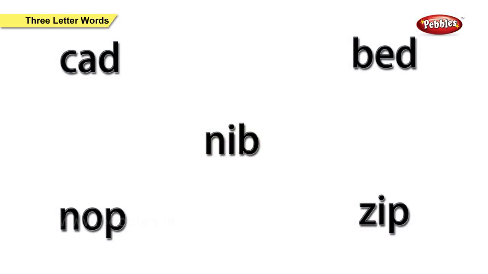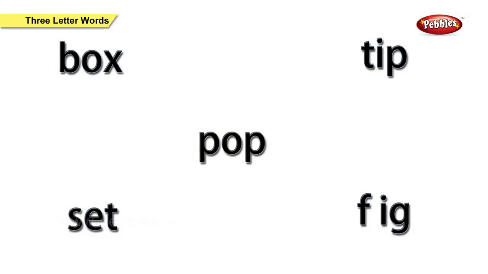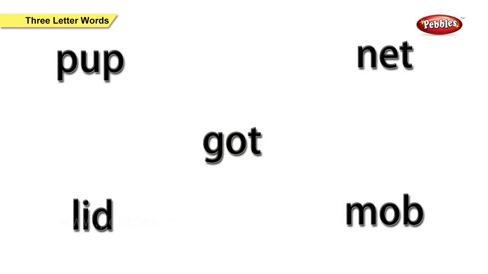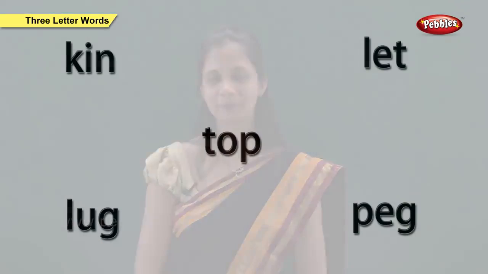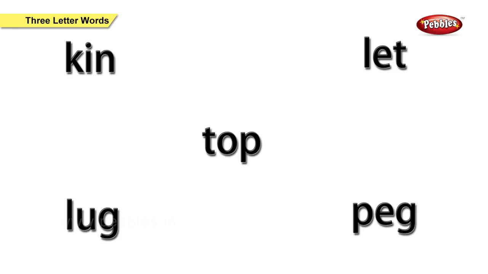The word is F-E-Z, fez. The next one. The word is bed, B-E-D. Next. The word is set, S-E-T. The word is N-E-T, net. The word is let and peg. L-E-T, let. And next is peg.